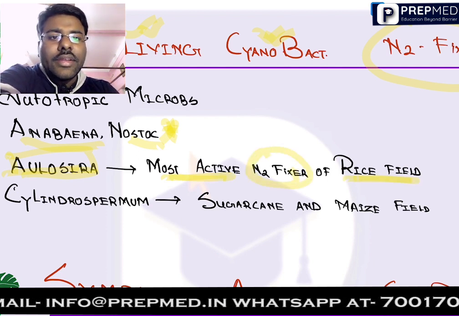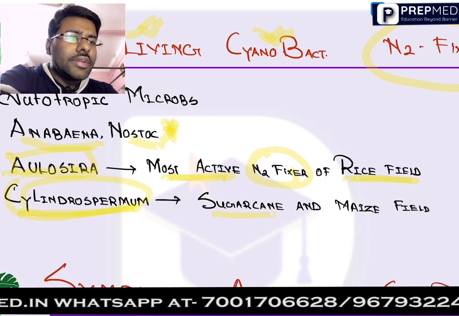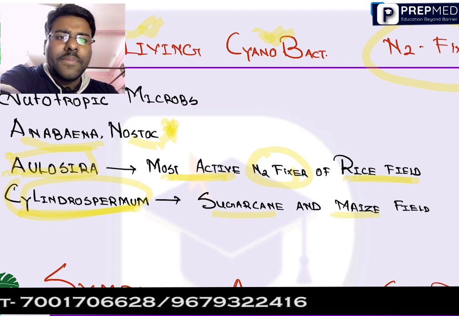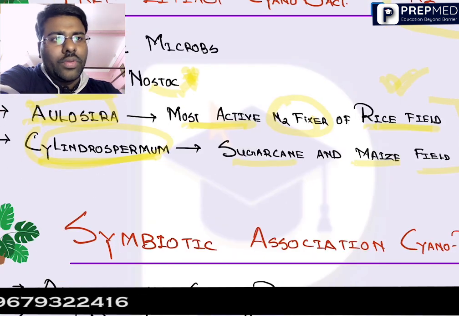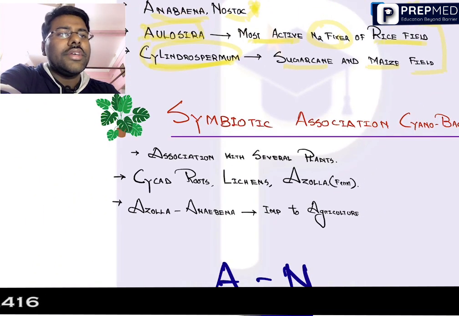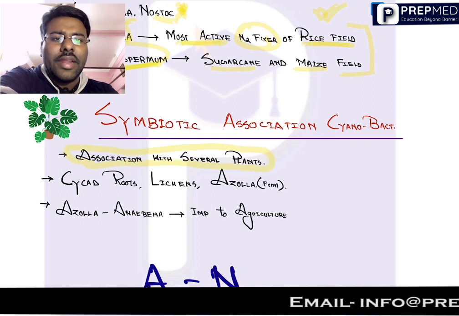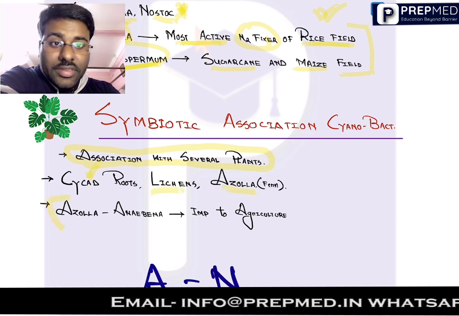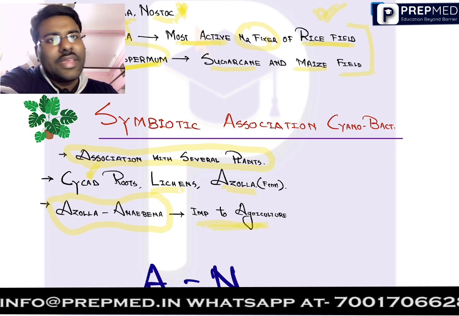Okay, and Cylindrospermum is the most important and active nitrogen fixer in the sugarcane and maize field. So we have to remember these two, which are outside the NCERT content. Coming to the symbiotic associated cyanobacteria, there may be association with several plants like lichen, Azolla, and the most important thing is the Azolla Anabaena association, which is most important to agriculture.